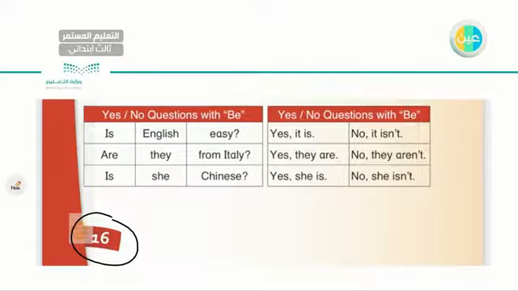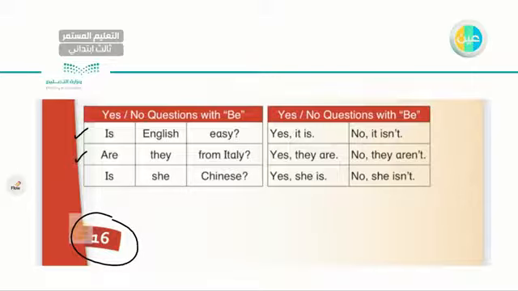What do I mean by this, girls? It means the question requires yes or no answers. Let me give you an example. Is English easy? Is our language that we're learning easy? Is English easy, my dear student? Yes, it is. No, it isn't. Let's go to the next one.